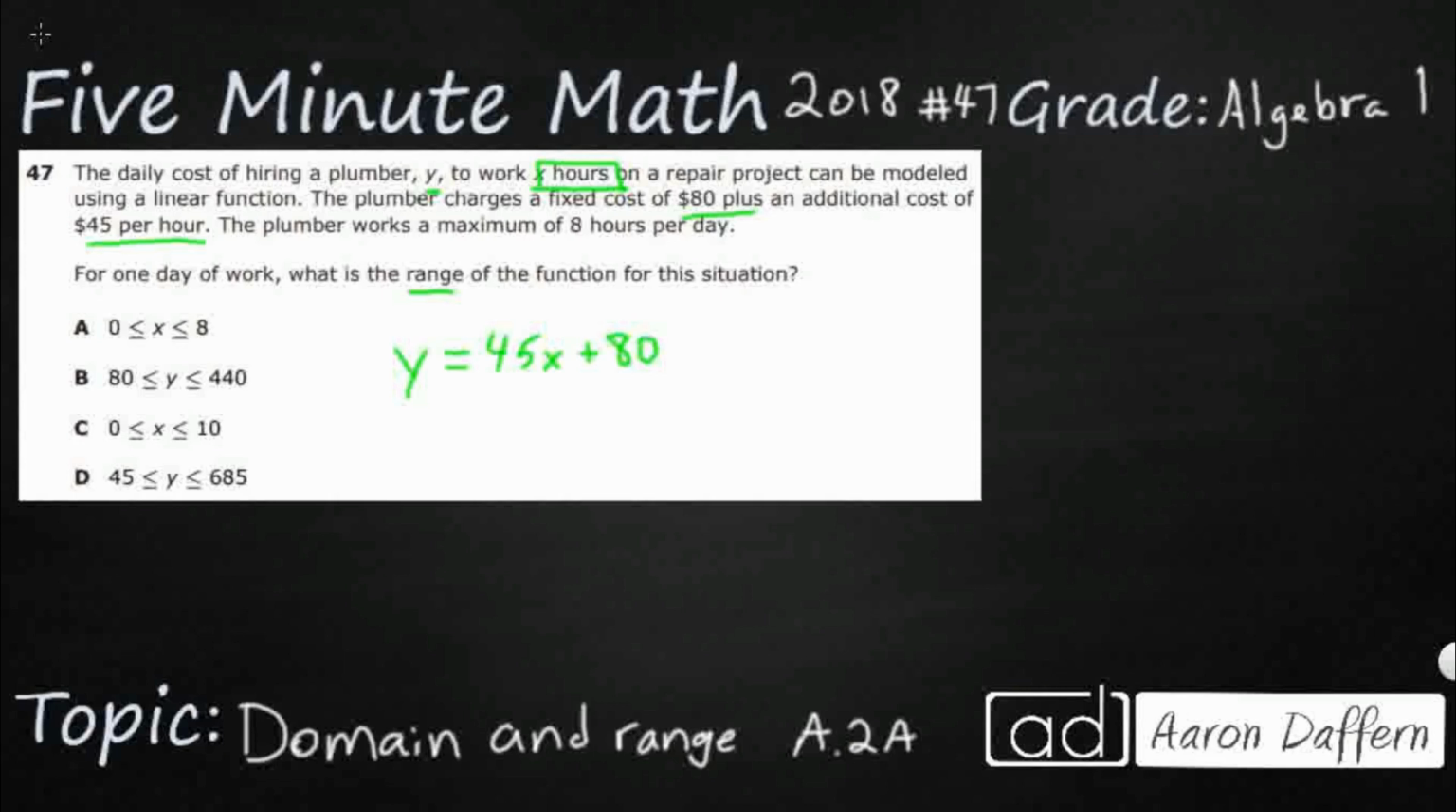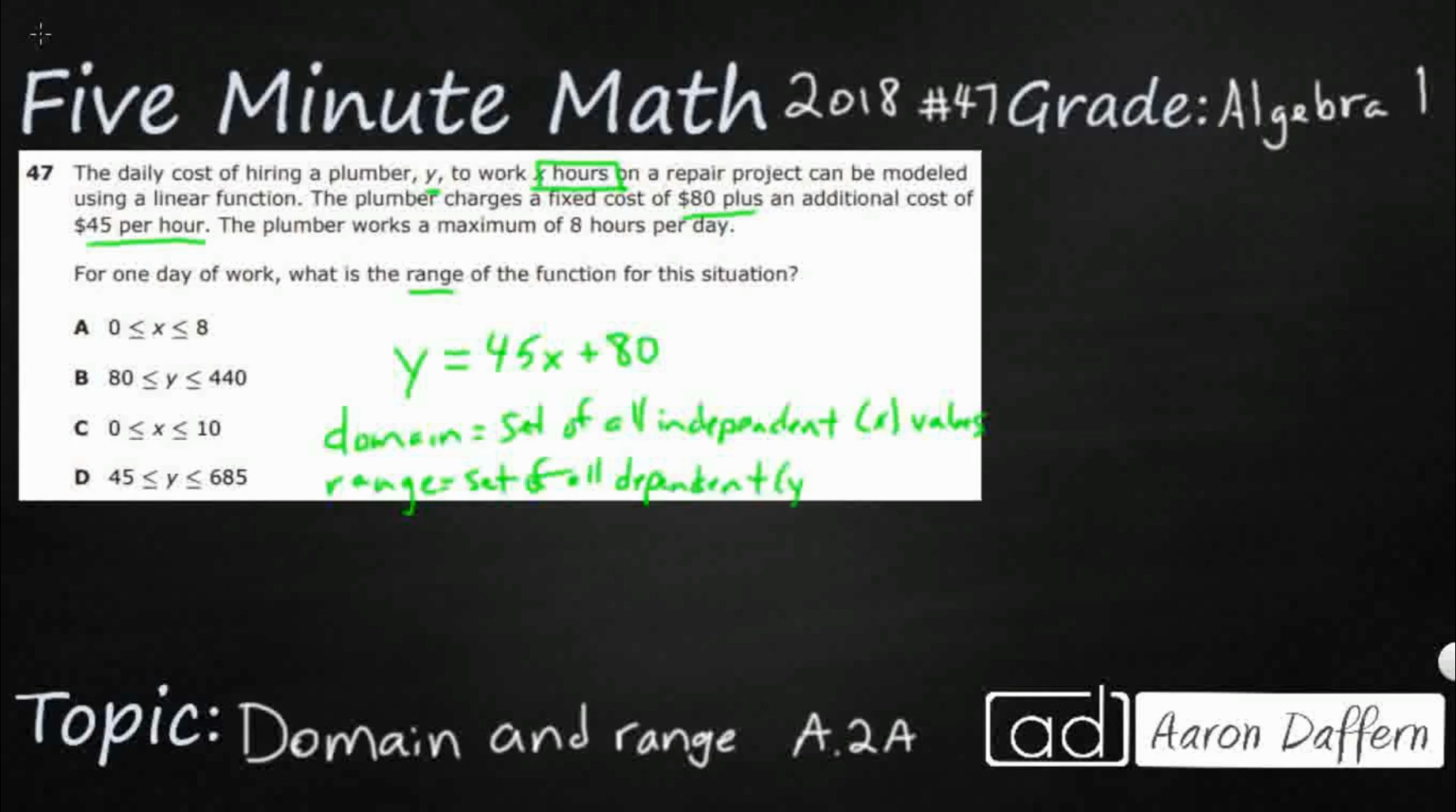Now, domain and range. So we typically see these together here. The domain is going to be the set of all independent, or for most cases, x values. So that's where we start, is with our independent values. And then our range, which is what we are needing in this particular problem, is going to be its partner, set of all dependent, right? And that's going to end up being our y values. In most cases, it's the y. Sometimes it's the f of x.